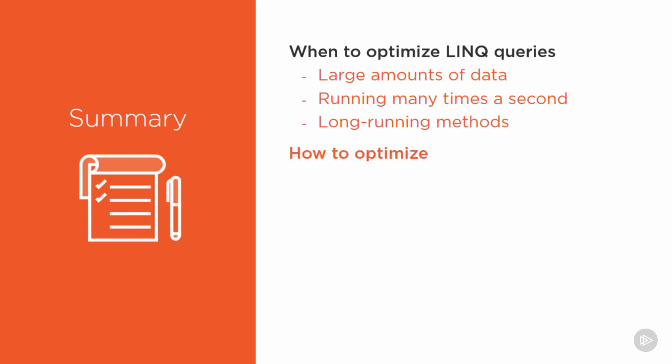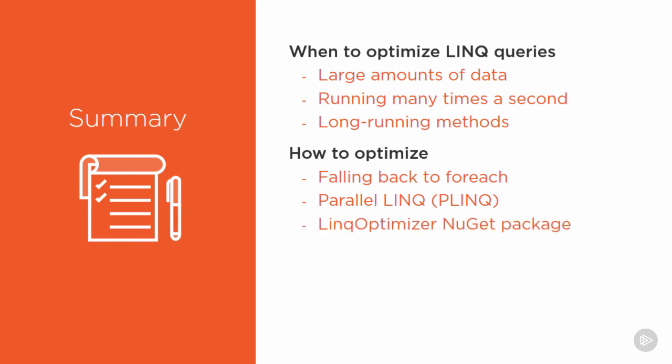And we saw that there are several options available to you for improving the performance of your LINQ queries, including giving up on LINQ altogether and using regular foreach loops. But there are ways you can avoid going to such extreme measures. For example, you can use Parallel LINQ or use a LINQ expression compiler like LINQ Optimizer.